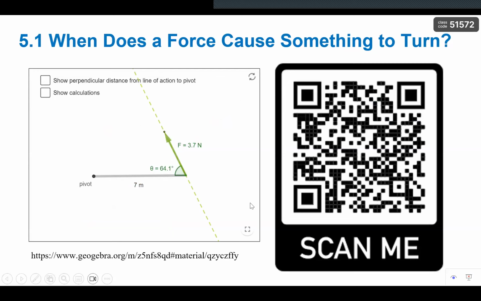Okay, I have a GeoGebra simulation. You may scan the following QR code, and then you can vary the direction of the force. Okay, and then you can actually show the perpendicular distance and show how I calculate the moments. I can vary the length of the force, vary this arrow, so I can vary the quantity of the force, and I can also vary the angles. Okay, so you can play around with it to understand more about what is line of action of force, what is perpendicular distance, and how I calculate moments.